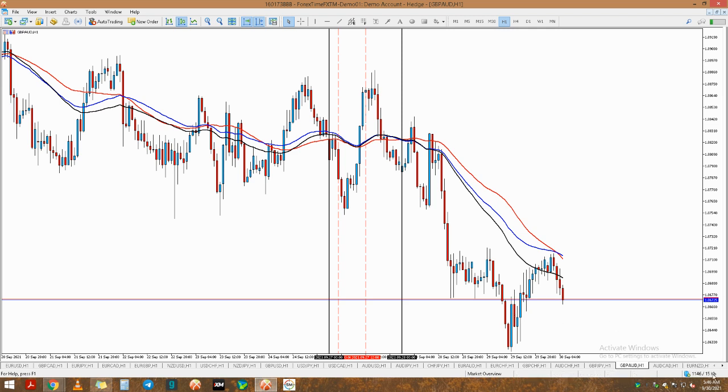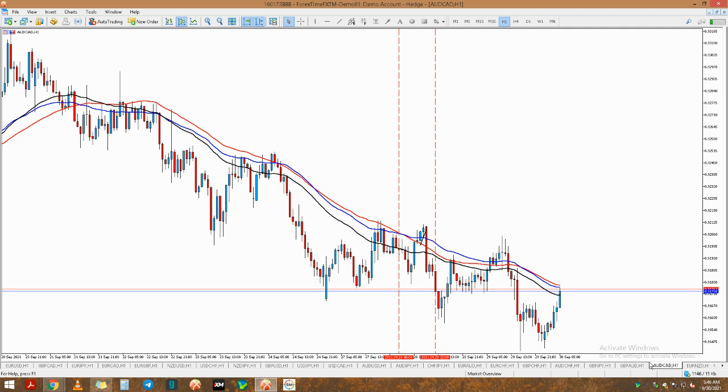Audi CAD. I remember yesterday we traded this bear. If you missed it, we took our short from this point here all the way down. The link should be popping up on the screen anywhere. Click it, go check it out. There's a lot of good stuff there that you can learn about.